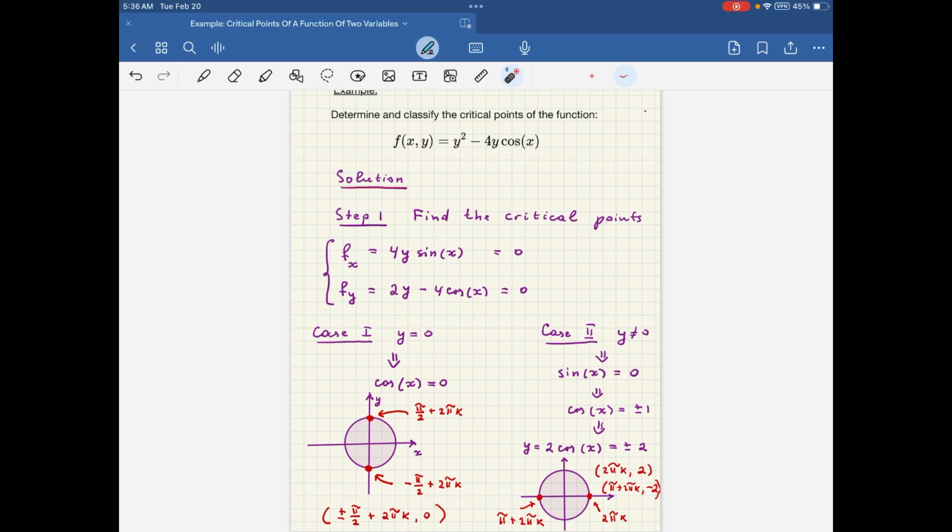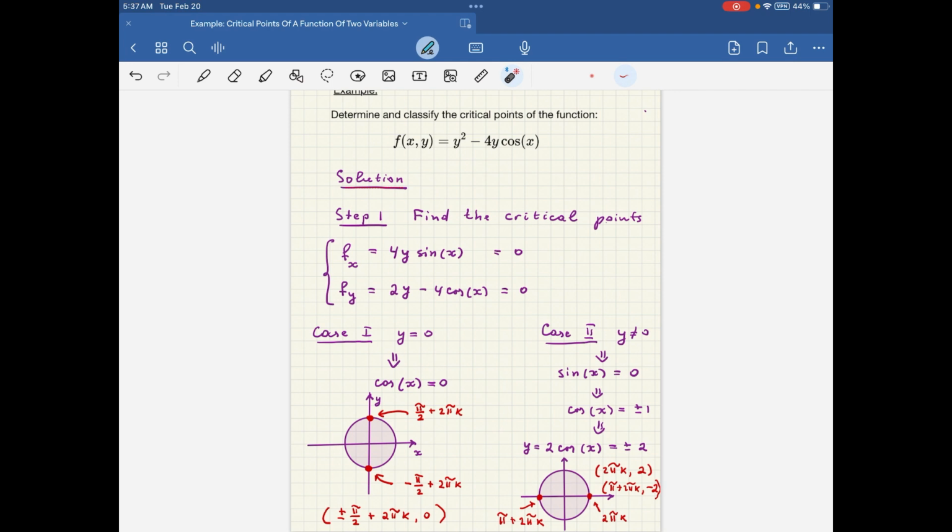These derivatives are defined for all values of x and y, and to find the critical points, we set both of these derivatives equal to 0. We get a system of two equations with two unknowns, x and y, and our next goal is to solve for x and y. We look at the first equation, and it says that the product of 4y and sine x must equal 0.